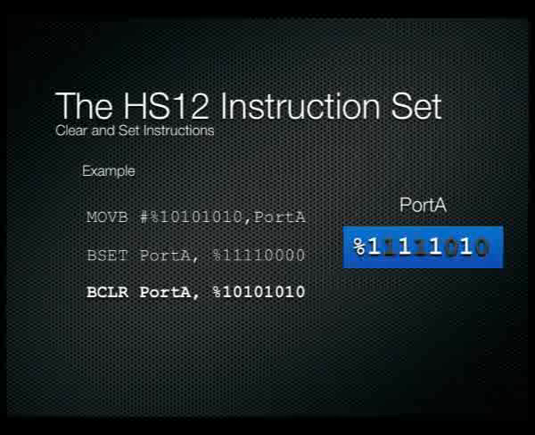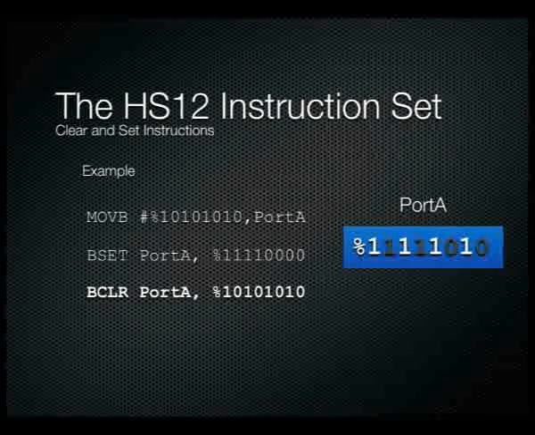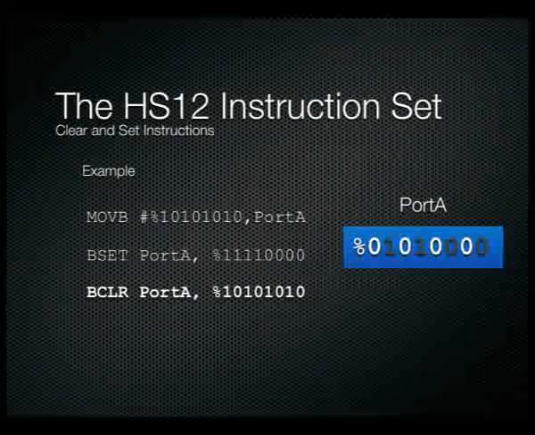So we're using the bit clear command, and therefore those bits that we've selected will in fact be cleared. And that's what happens. Those bits are cleared. The other bits that we didn't select in that mask remain unchanged. That's something you've got to keep very clear in your mind.